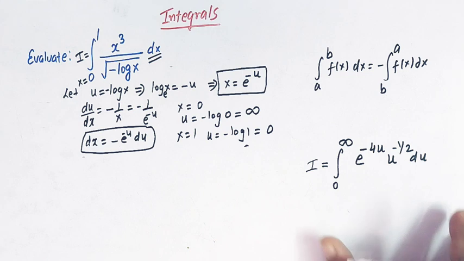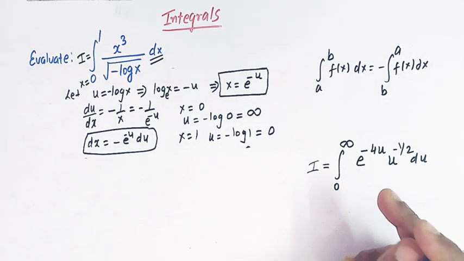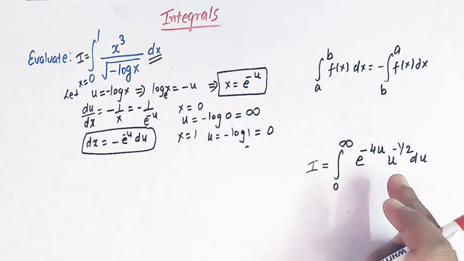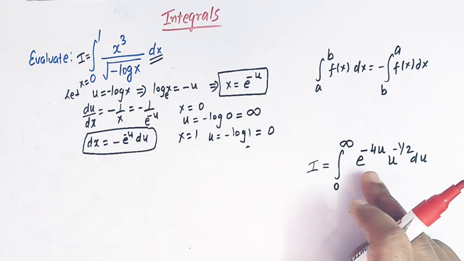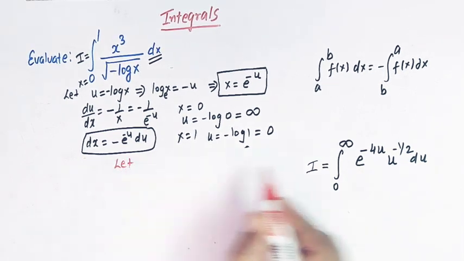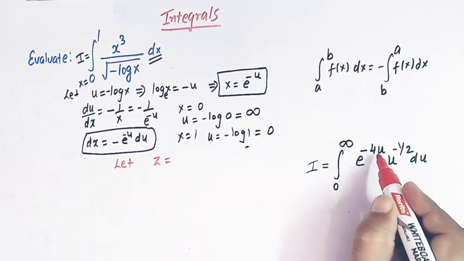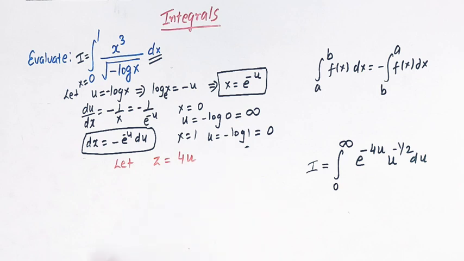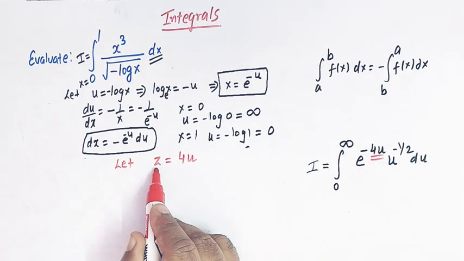So viewers, now we have this integral, right? Now let us apply the substitution method to this integral. So here we are again applying the substitution method. Let us assume further that z is equal to 4u, right? So we'll assume 4u is equal to z.